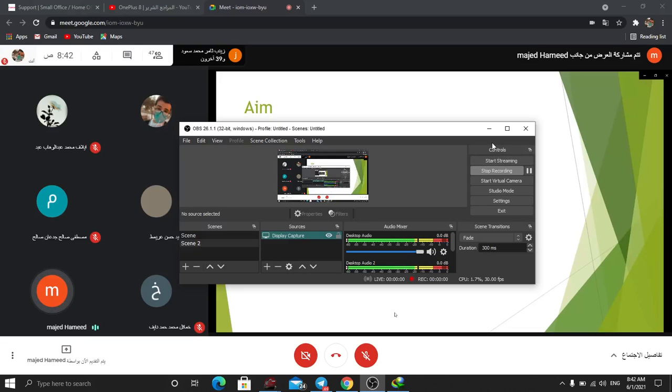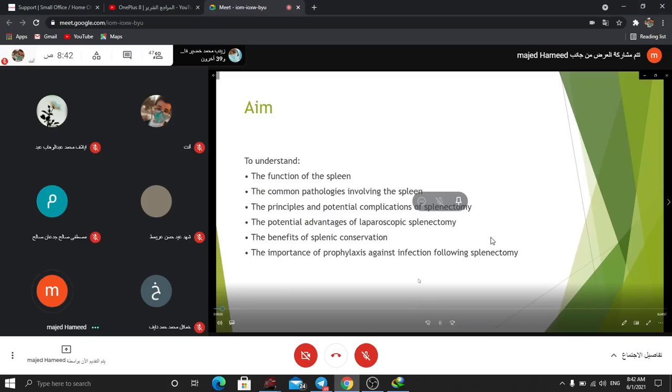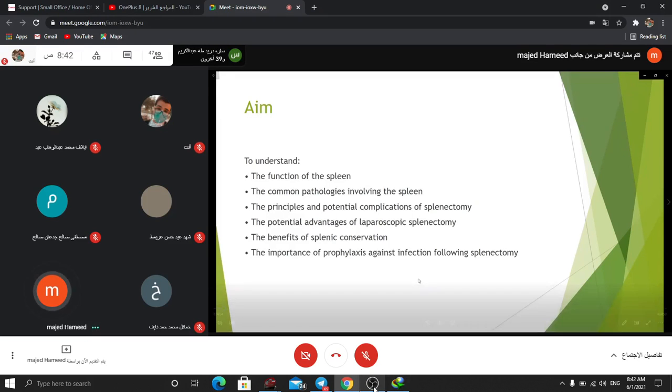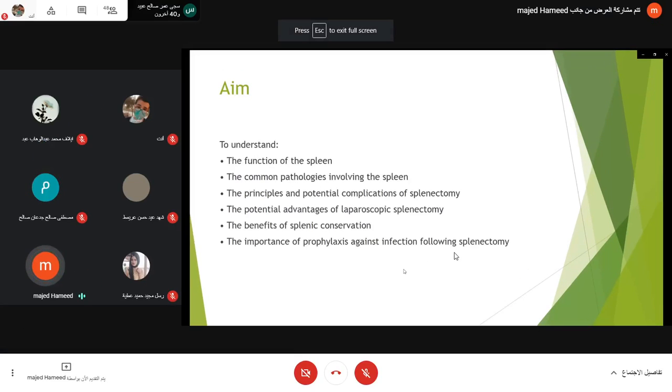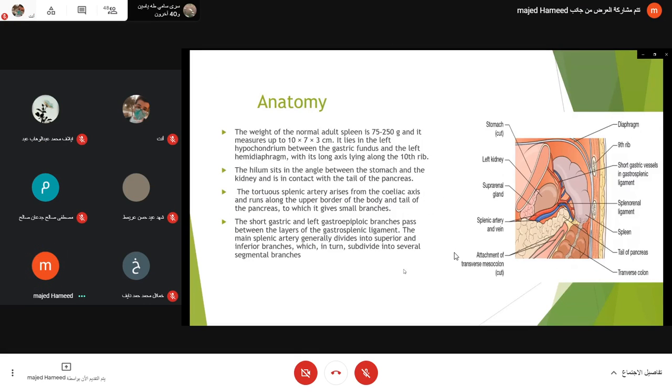Principle and potential complication of splenectomy. The potential advantage of laparoscopic splenectomy, the benefit of splenic conservation, the importance of prophylaxis against infection following splenectomy. The anatomy of the spleen.